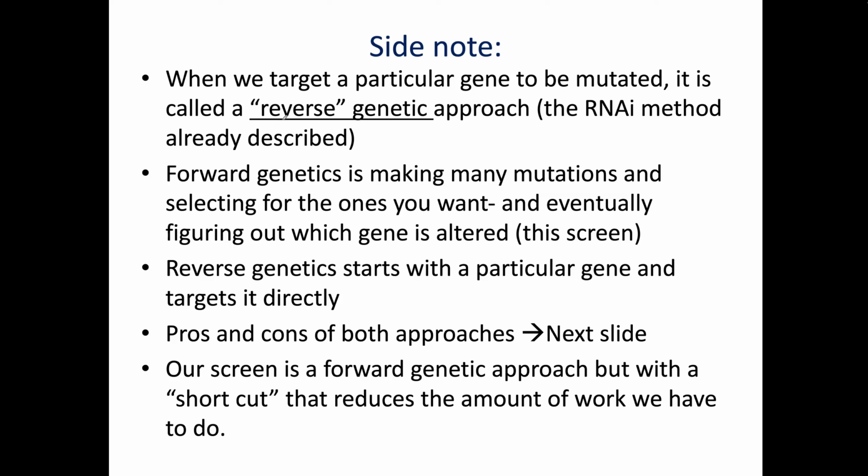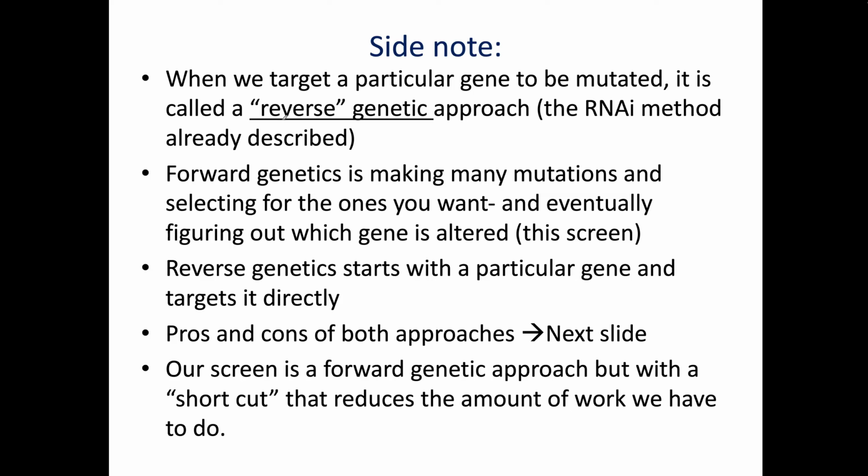I don't want to have too much. A little overlap between courses is good because it shows you how they're connected, but too much will end up being a little bit boring for you. So a forward genetics approach is when you're studying a process rather than a particular individual gene.